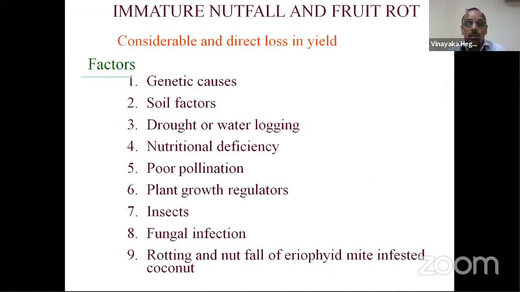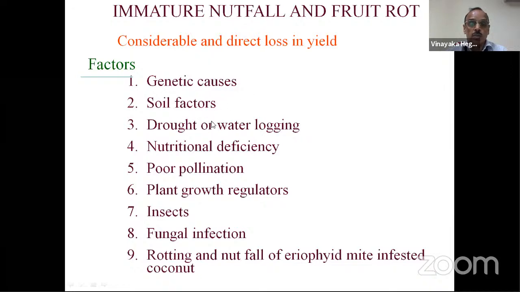Then another major problem, if you go to coconut gardens, farmers are always asking about immature nut fall. It may not be due to disease alone, but farmers will ask, all the nuts are falling, what to do? Immature small buttons to big nuts are falling, so it is a direct loss it is causing.